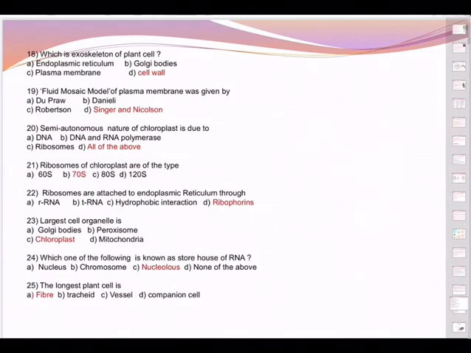And the last one, the longest plant cell is fiber. Tracheid, the longest plant cell. It is the part, tracheid, vessel, companion cell. So it is the fibers. Fibers are the longest ones. It is not tracheids, it is not vessel. This is in case of phloem, okay, companion cell and fiber. This is phloem fibers. Phloem fibers are the longest in the plant.